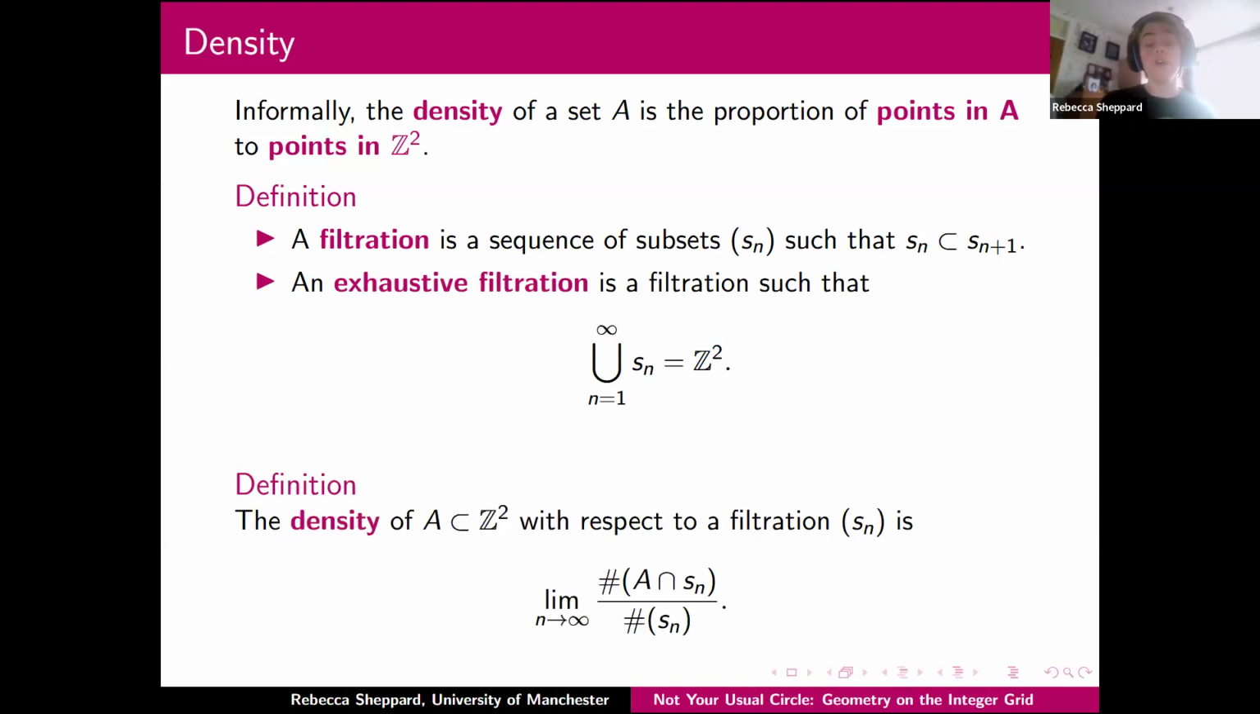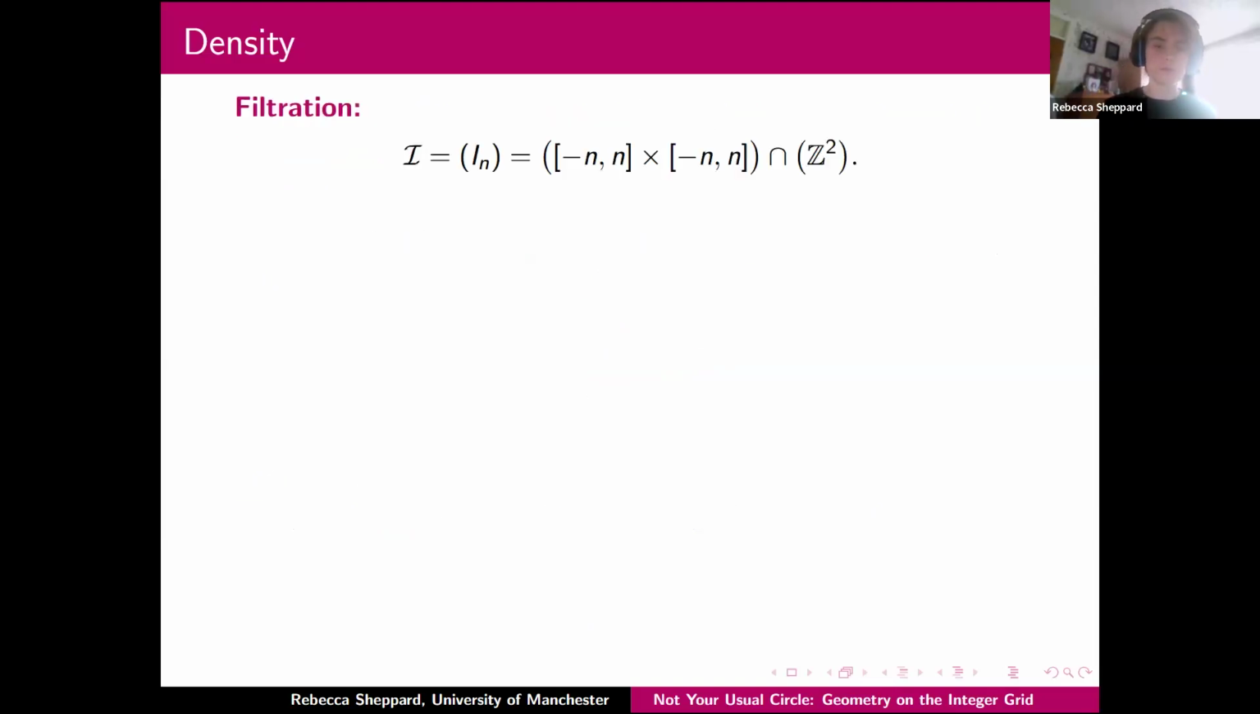And I'm going to introduce the formal definition of density now, which is that the density of a subset A of Z squared, with respect to a filtration Sn, is the limit as n goes to infinity of the number of points in the intersection of A and Sn over the number of points in Sn, when this limit converges. When this limit doesn't converge, we just wouldn't have a density.